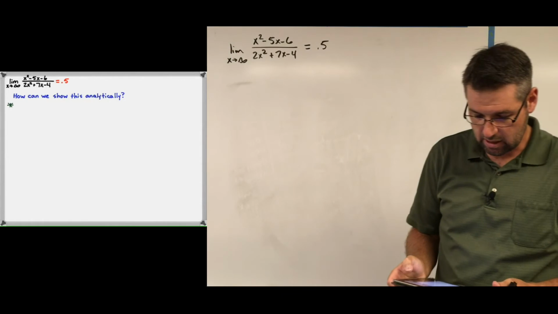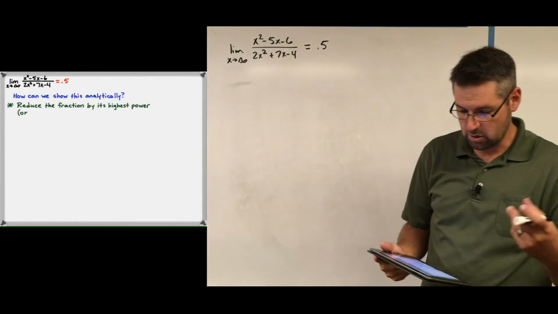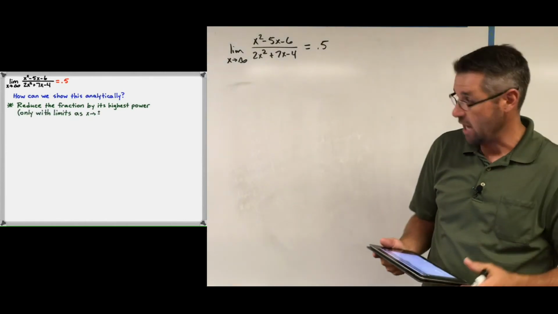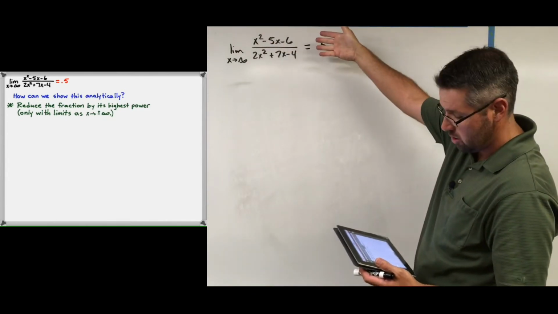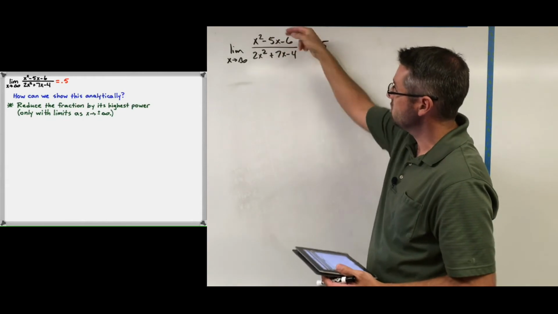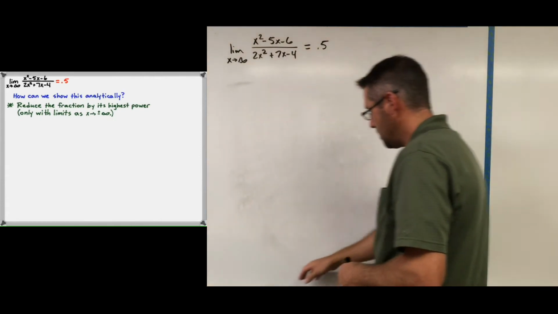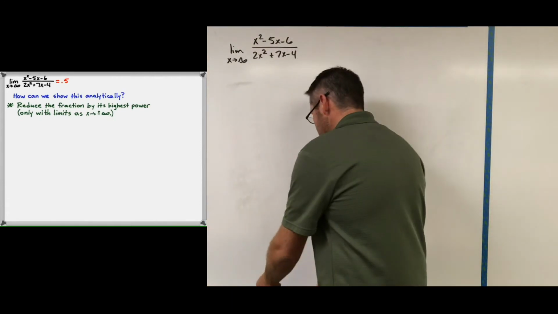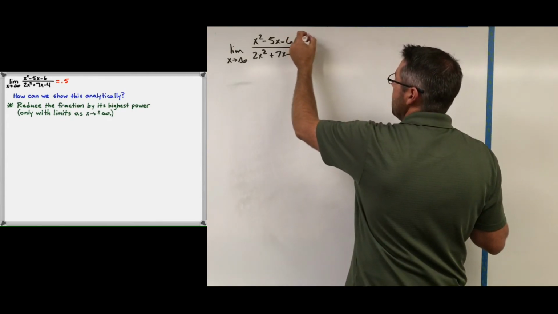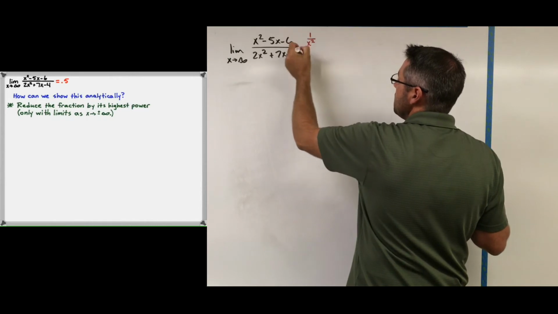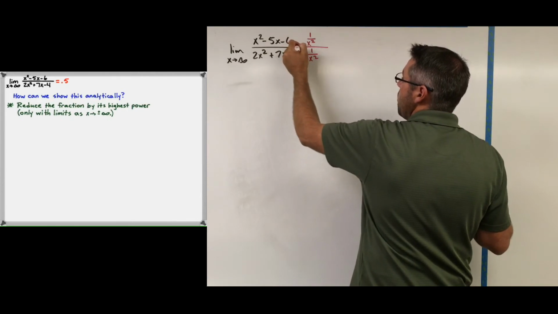How can we show this analytically? Well, go ahead and write this down, and this may be a little confusing the way it's worded, but you'll see what I mean when I do it. Reduce the fraction by its highest power. So what's the highest power in this expression? The highest power is 2. It's squared. So we are going to reduce this by x squared in a sense. And what I mean by that is I am going to multiply the top by 1 over x squared and the bottom by 1 over x squared. Okay, so I'm going to multiply this by 1 over x squared.